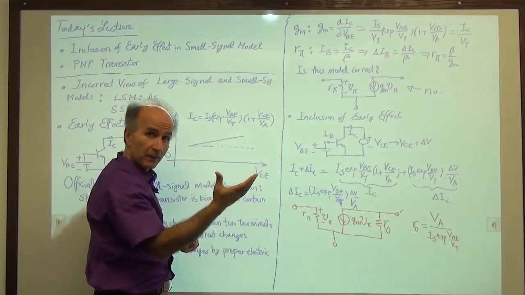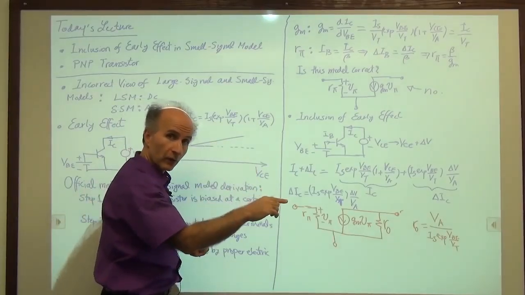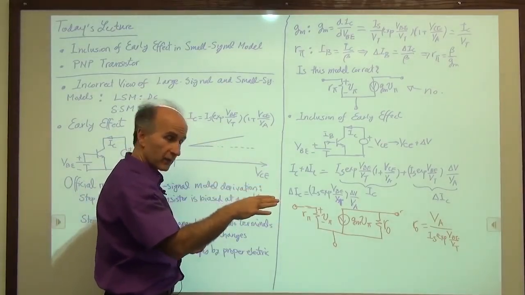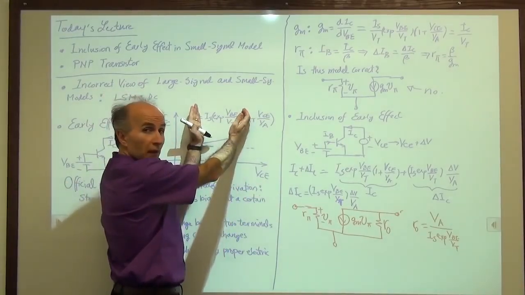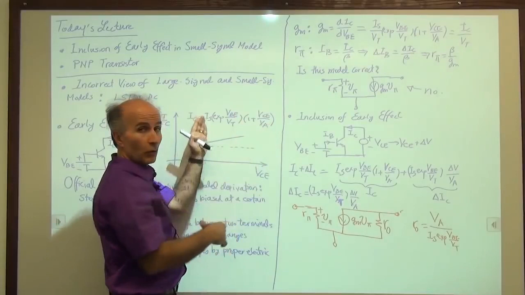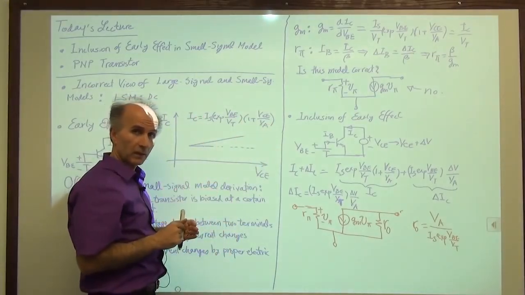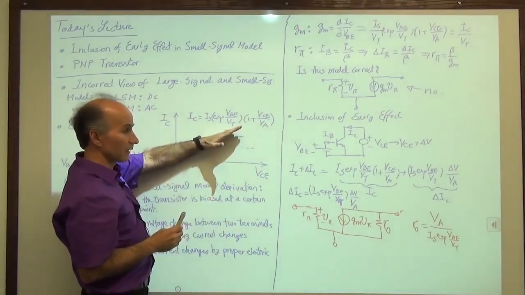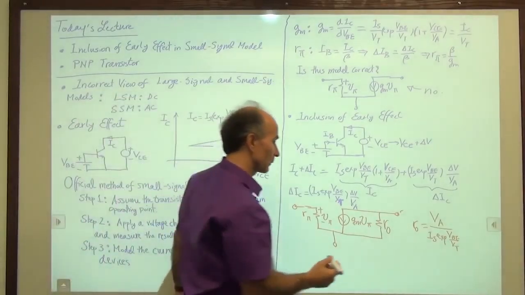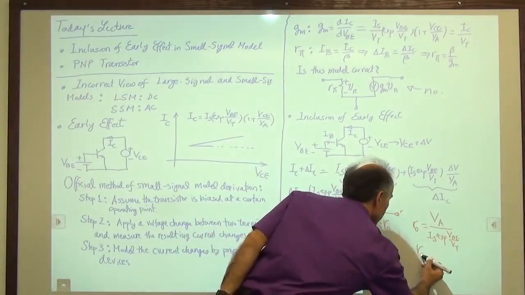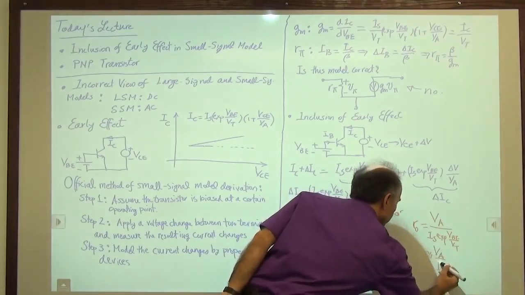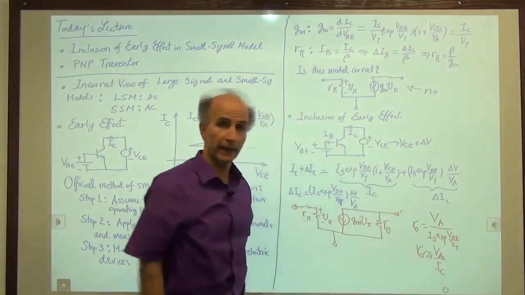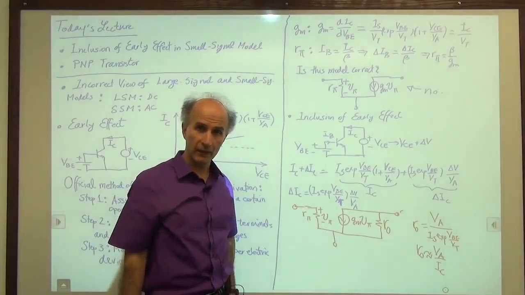So we will make an approximation only for ro. For the ro calculation, we say that this is approximately equal to the collector current, because this term hopefully is not much different from 1, meaning that this slope is not very sharp. So we will say ro is approximately equal to VA over IC. And that is the bias calculation.